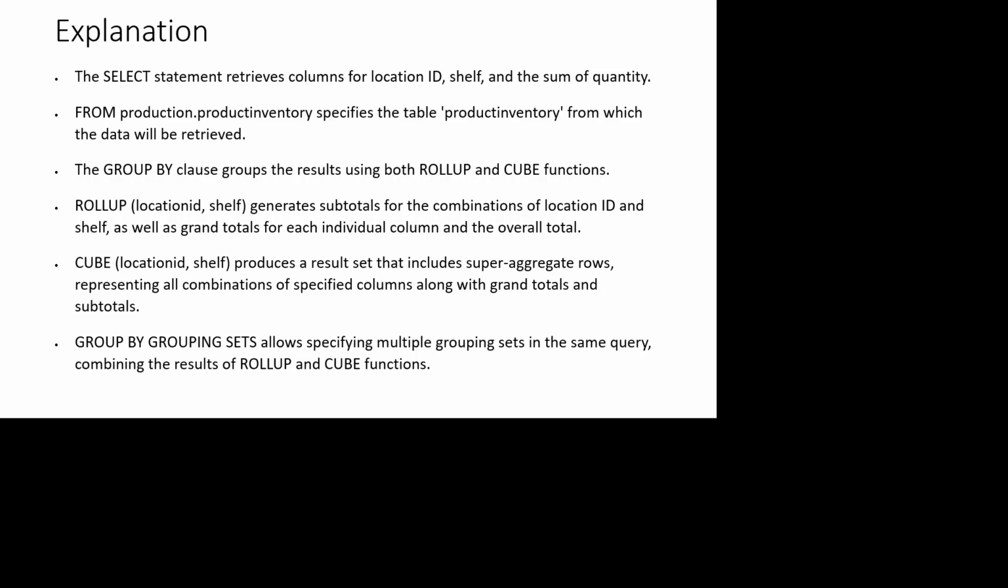CUBE, location ID. CUBE works on location ID and shelf. CUBE produces a result set that includes super-aggregated rows representing all combinations of specified columns along with the grand totals and subtotals. GROUP BY GROUPING SETS allows specifying multiple grouping sets in the same query, combining the results of ROLLUP and CUBE functions.